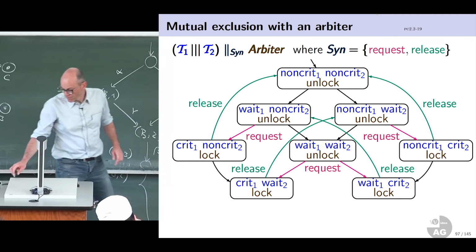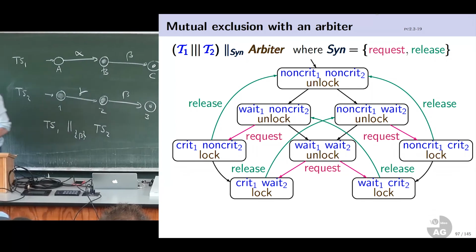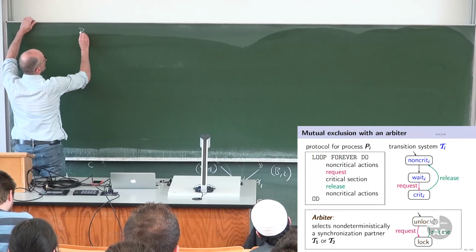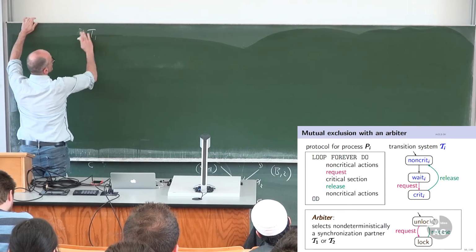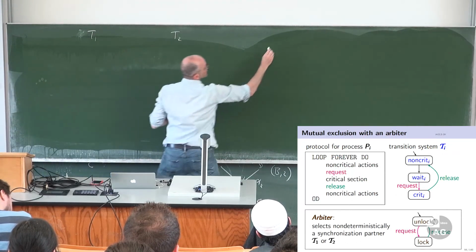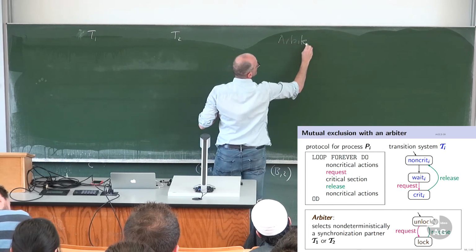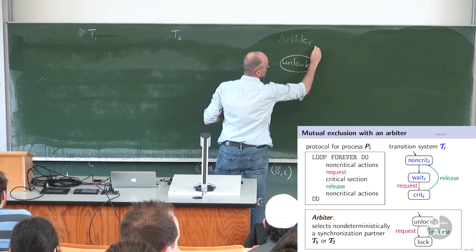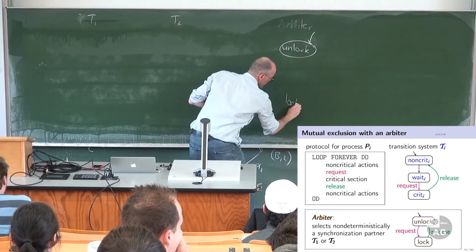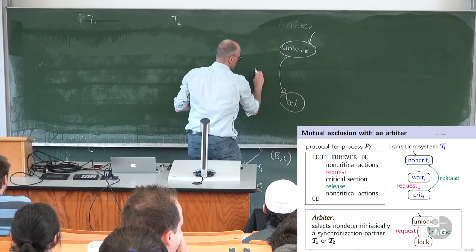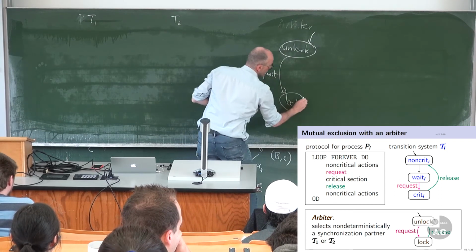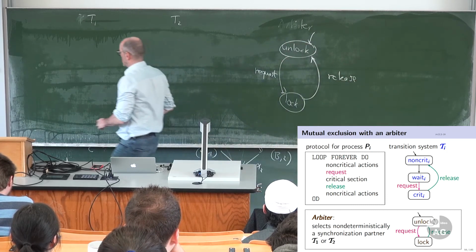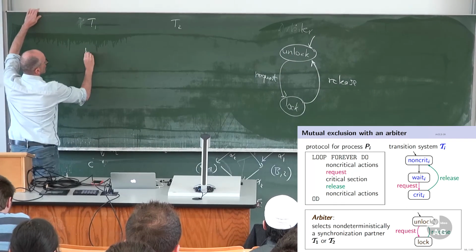Yeah. So maybe I draw this completely to make this more clear. So if we have this, so here we have P1, or T1, I should say, T2, arbiter. Arbiter was in this case unlock and lock. Request and release. And this T1 was a non-critical one.